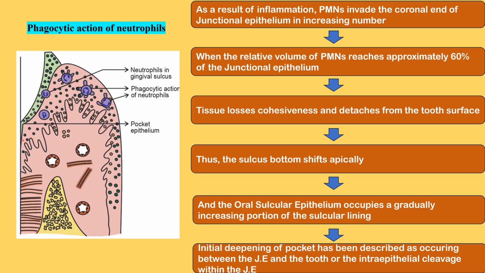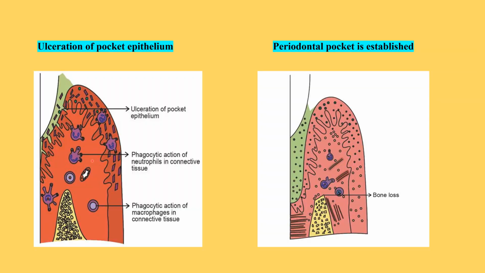So initial deepening of the pocket has been described as occurring between the junctional epithelium and the tooth, or as an intraepithelial cleavage within the junctional epithelium. As a result of phagocytic action of neutrophils and macrophages in the connective tissue, there is ulceration of the pocket epithelium, and in the established periodontal pocket, we can see that there are signs of bone loss.